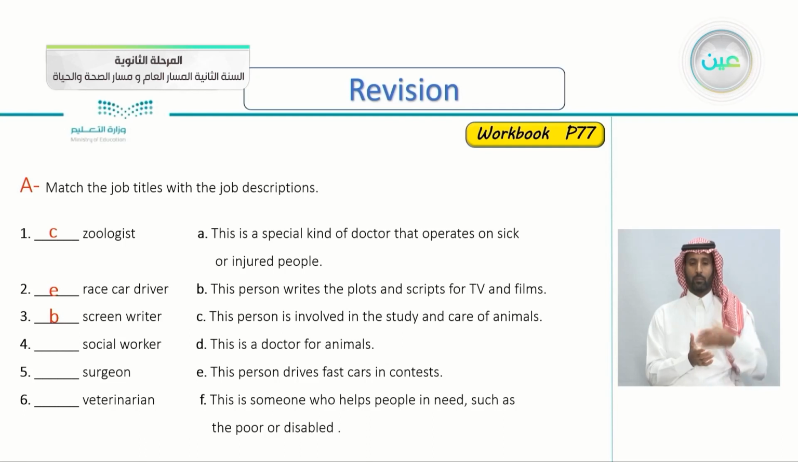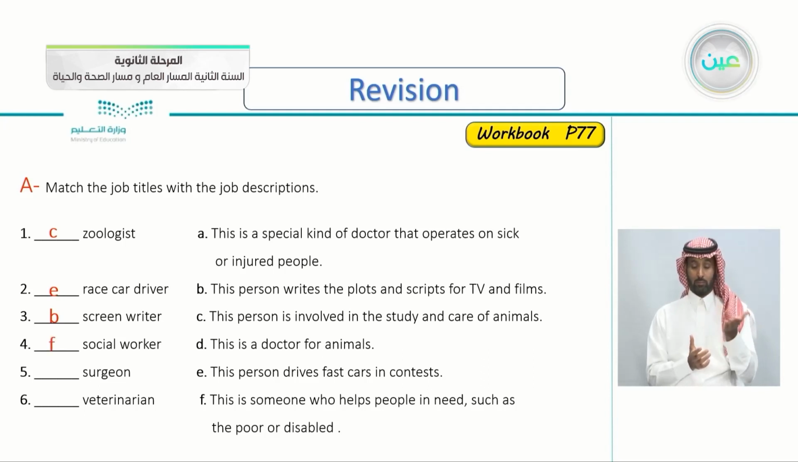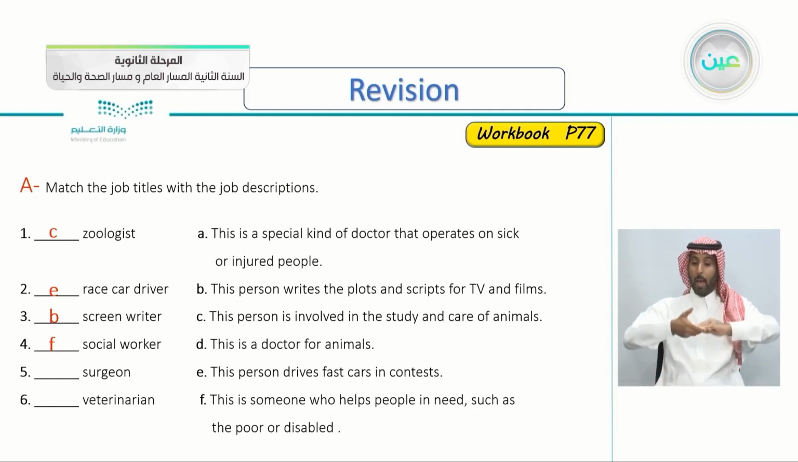Number 4, social worker. Social worker from the word society, social worker. So what does a social worker do? Can you guess from here? Yes, that's correct. It's the letter F. This is someone who helps people in need. So a social worker, he looks for the people in need and helps them, like the poor or the disabled.